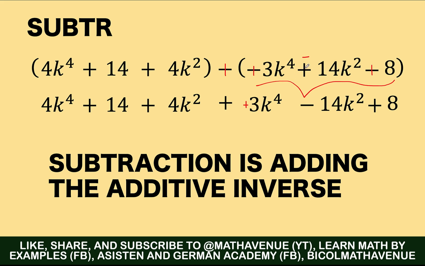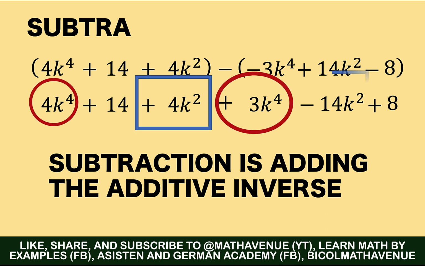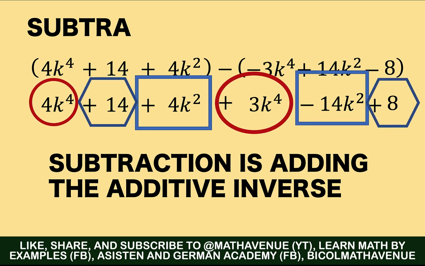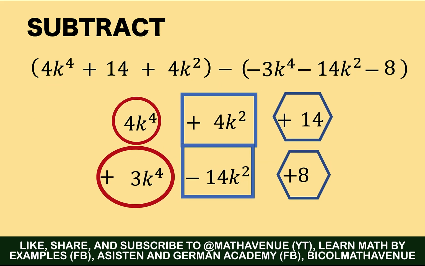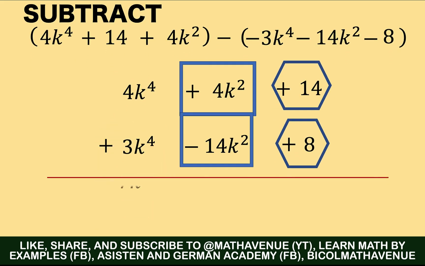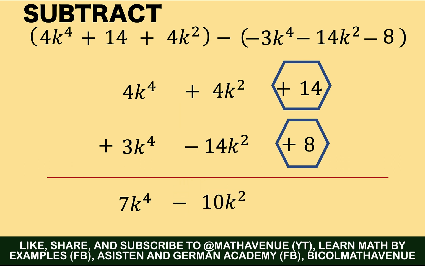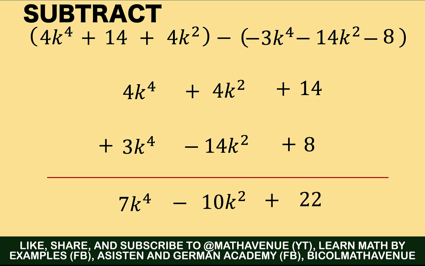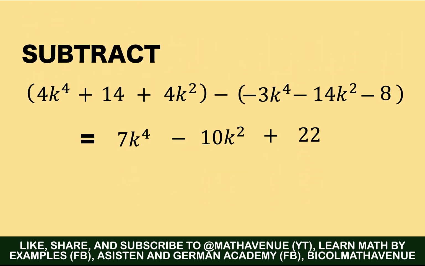And I would like to keep on emphasizing this. So once we perform that added step of converting from subtraction to addition, then we can identify the like terms. These are the like terms grouped according to shapes. And perform now the simplification. 4k to the fourth plus 3k to the fourth is equal to 7k to the fourth. 4k squared minus 14k squared is equal to negative 10k squared. And positive 14 plus 8 is equal to 22. And therefore, this is now our final answer.